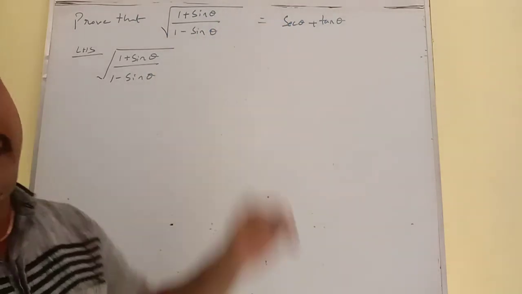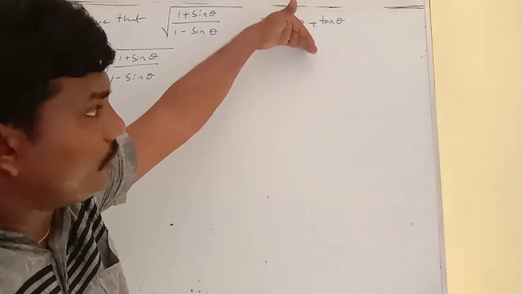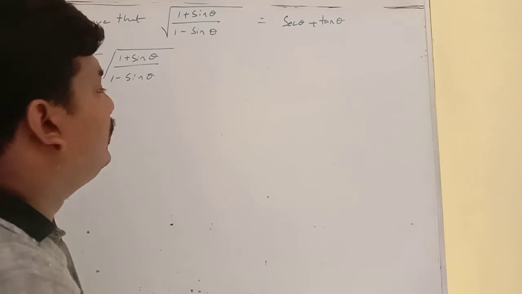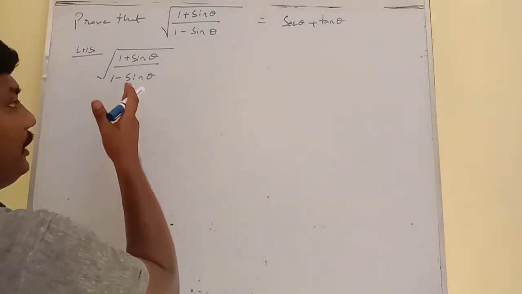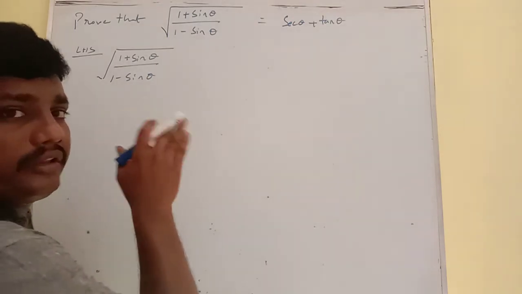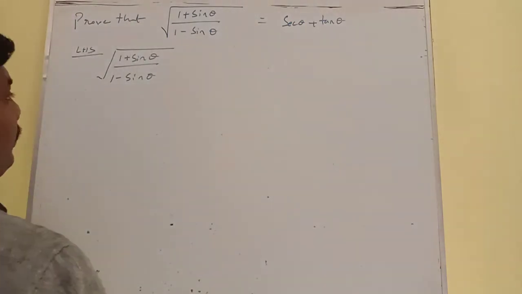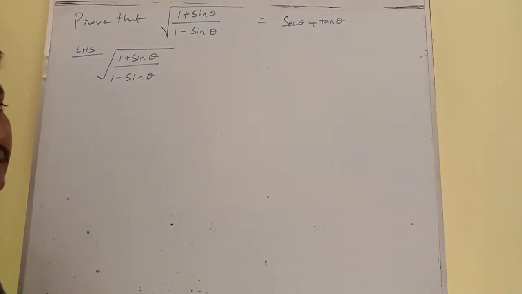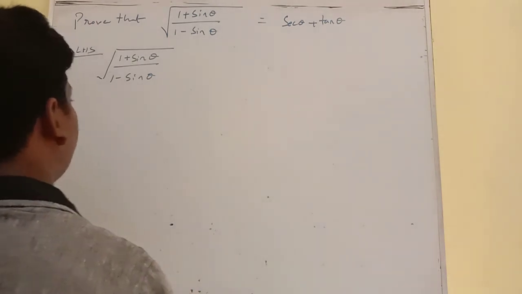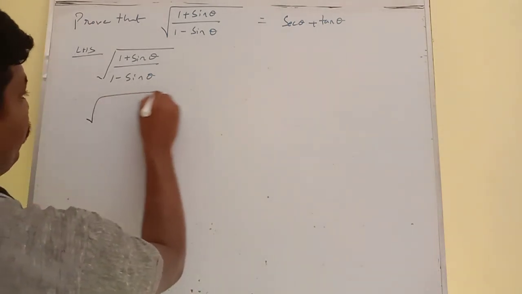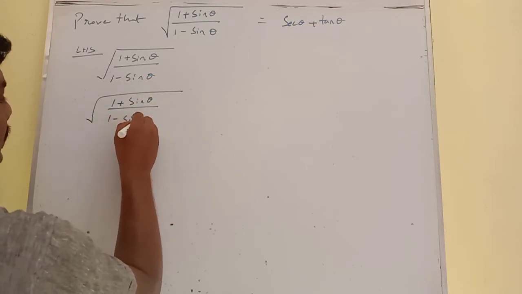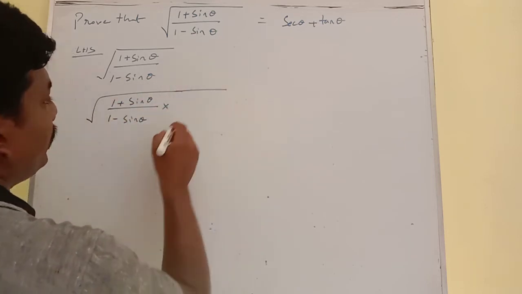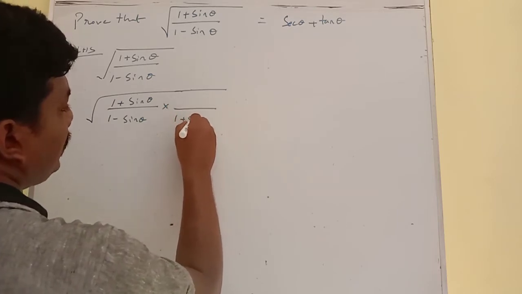As our answer requires no denominator value, as there is no denominator in the RHS, that's the reason why we are applying the process on the denominator. So now I am going to multiply the denominator by root of 1 minus sin theta, 1 plus sin theta. Then what happens? Now this is root of 1 plus sin theta by 1 minus sin theta into, inside the root I am going to use 1 plus sin theta.